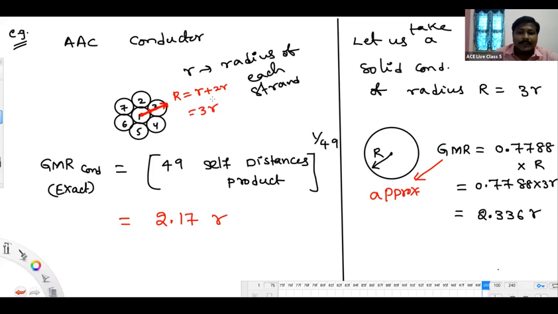Listen to the words I am saying. Both numbers are a bit close. So in the examination, if it is an AAC conductor with a number of layers in this manner, you take the overall radius and multiply that with 0.7788. That will be approximately the GMR of that stranded conductor. I don't know whether you have understood the comment or not.